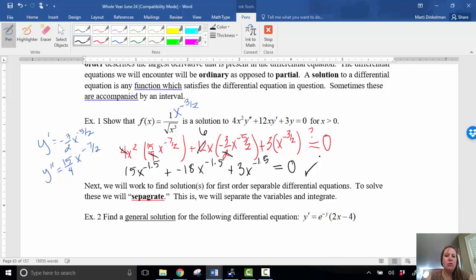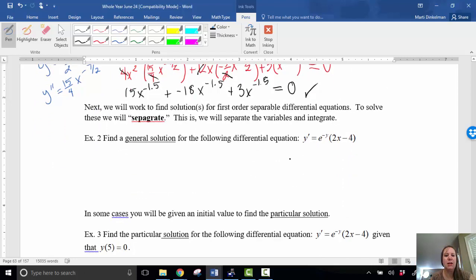The second thing we learned with differential equations was separable differential equations. I use this term that I learned from a different calculus teacher: it's "separate-grate." It's not really a word, but it's how I remember how to do these. It's really the words separate and integrate in the same word. So that's what we're going to do. We're going to separate the variables, the y's and dy's and x's and dx's, and then we're going to integrate.